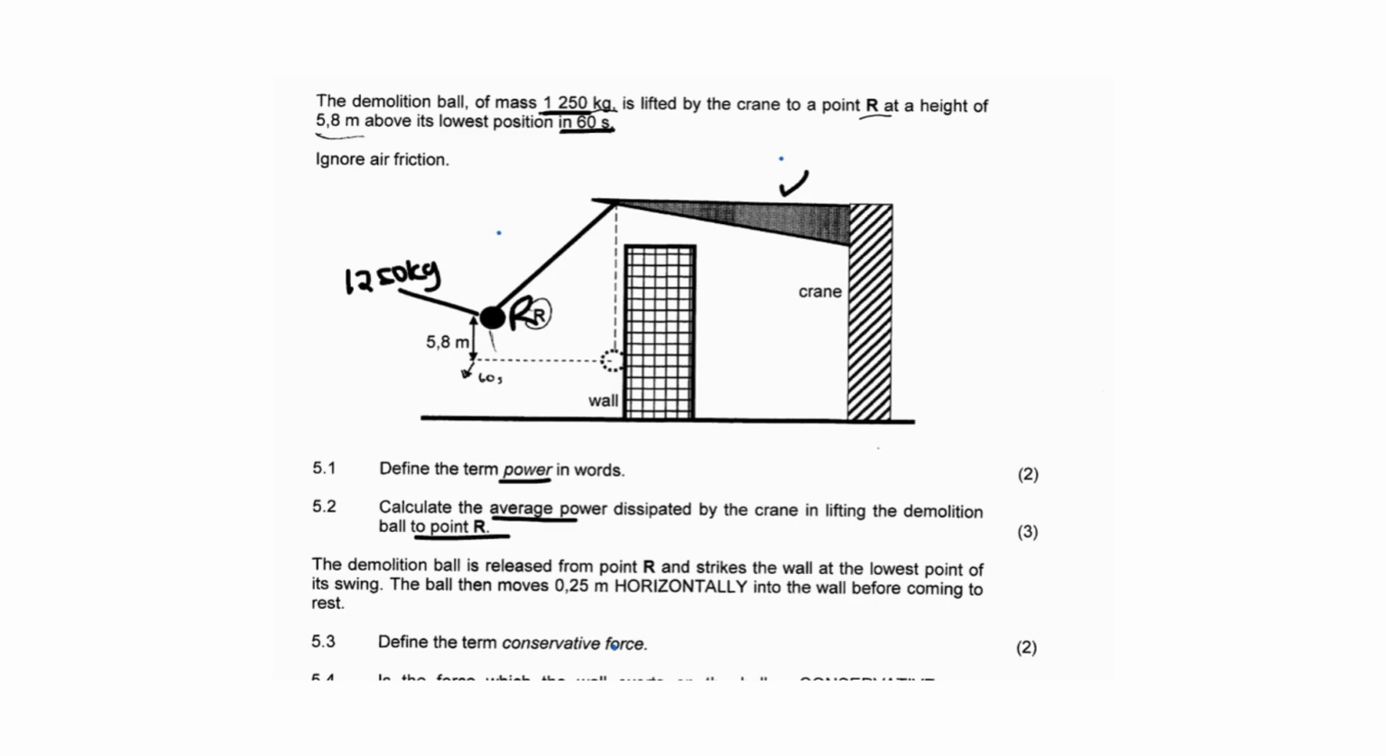So if you check, we have time. They've given us the time at which this demolition ball was being held at point R, meaning the formula of power that has time would be power equals work divided by time. And then now, yes, the time we have seen it is 60 seconds, but for work now, what work? So we want to calculate the work that the crane uses to keep the ball at that position.